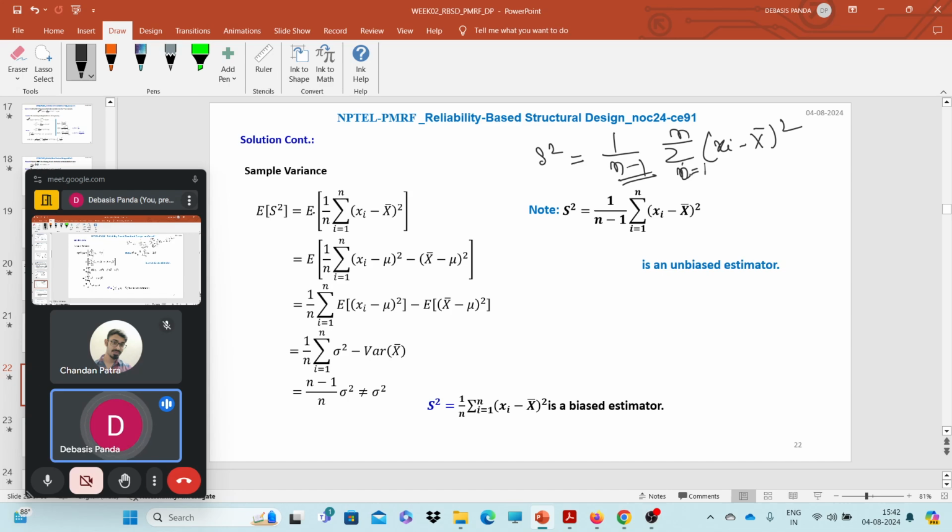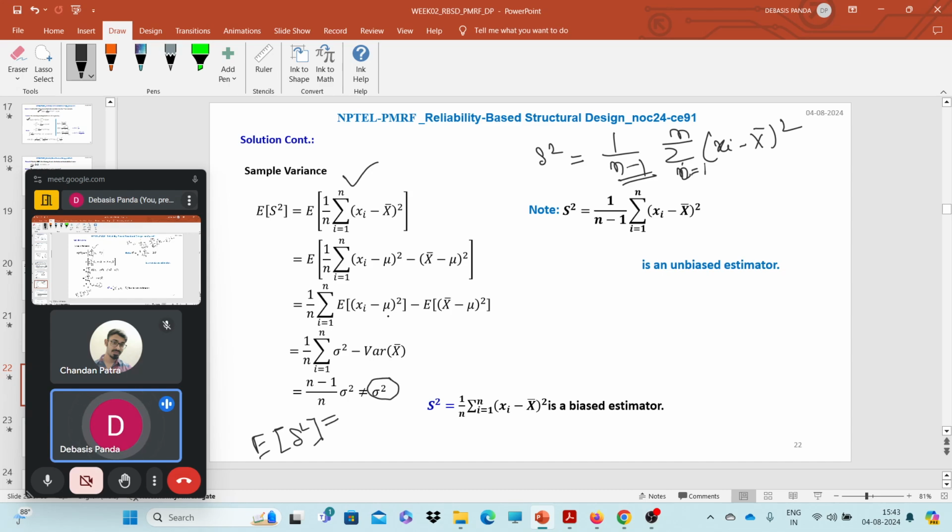Okay, so let's start with: if the sample variance was calculated as 1 by n into this quantity, what will happen? If you solve it, you will see that it gives the value n minus 1 by n into sigma square. That means the expectation of the sample variance, if calculated using the 1 by n formula instead of n minus 1, will not give you the variance or sigma square value of the population. That means it is a biased estimator.